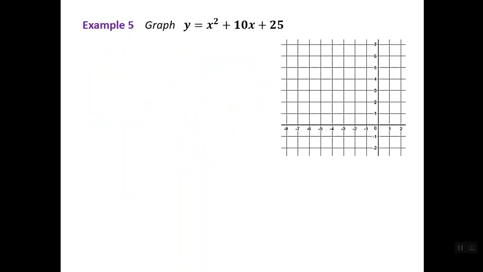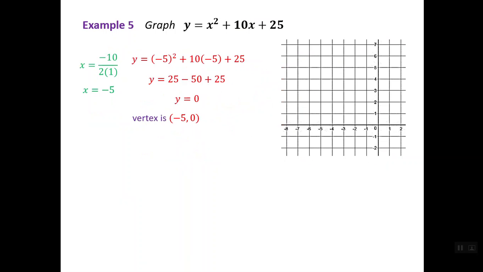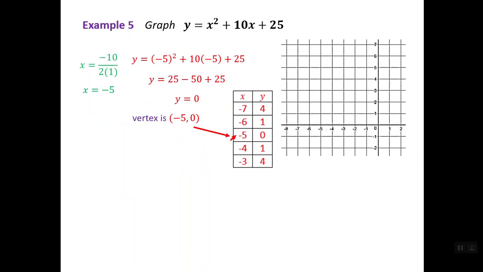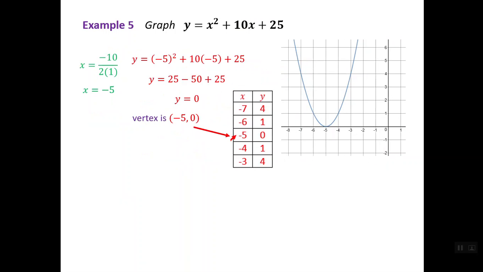All right, here's another one for you to try. Shut off the video and go ahead and give this one a try. All right, here are our answers. The x value of the vertex is -5 and the y value is 0. I plug that into my table, fill in values on either side, and then go ahead and plot them.